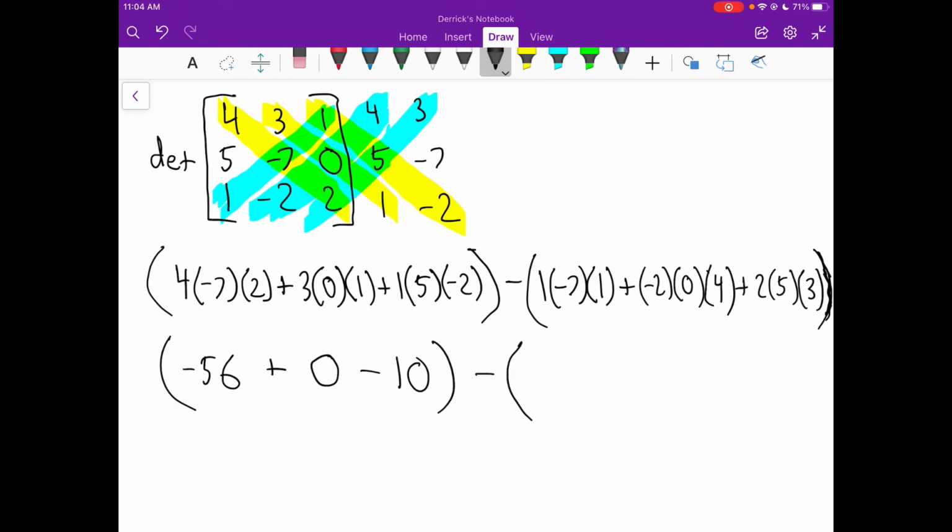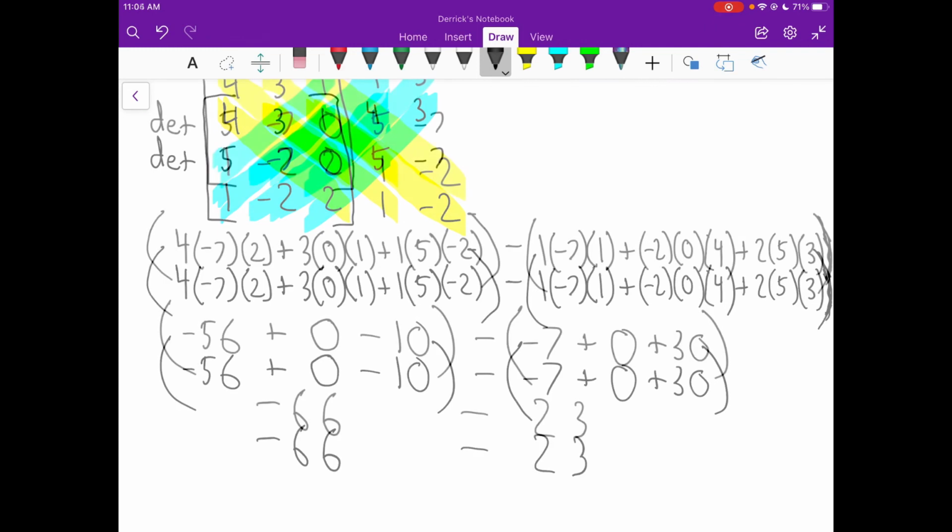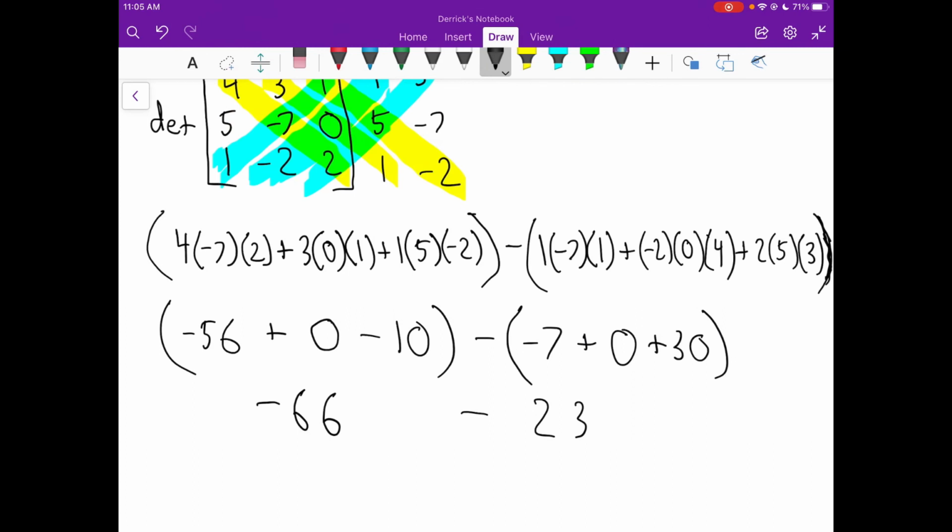In our uphills, 1 times negative 7 times 1 is negative 7. Again, we have negative 2 times 0 times 4, so it's just 0. 2 times 5 is 10, and 10 times 3 gives us 30. Negative 56 plus 0 minus 10 would be negative 66, and that will be minus negative 7 plus 30, which would give us 23. That means we are taking negative 66 minus 23, which gives us negative 89. So that would be our determinant.